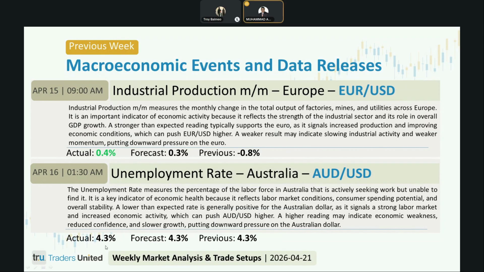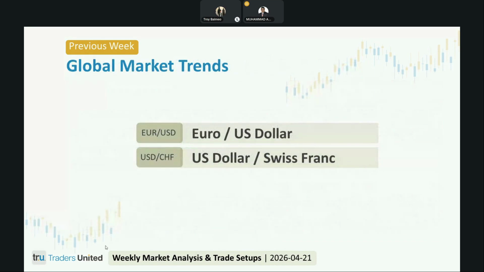So that's stable. Unemployment supported the Australian dollar, and due to this reason, the price action of AUD USD currency pair moved higher because the forex market sentiment stayed positive for the AUD USD currency pair. Now let's take a look at global market trends, and we're going to take a look at euro dollar currency pair and US dollar Swiss franc currency pair.